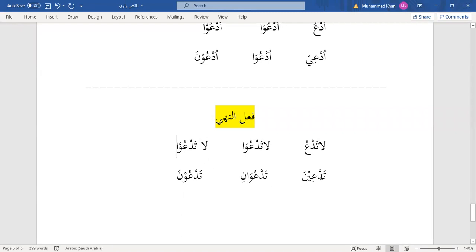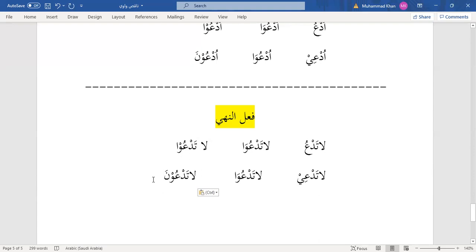And here for the feminine, again, noon gets dropped. So whatever is left is la tad'i, and this one will be the same. Both of them will be the same. So it will be la tad'uwa, and then the ending for the feminine does not change, as we know. So it will be la tad'una.